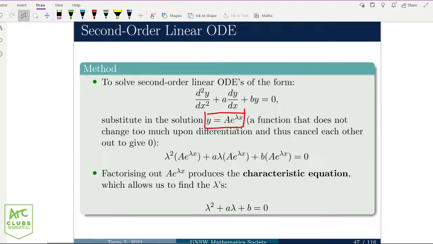And the natural thing to think about would be exponential. Because for example, if y is equal to a e to the power of lambda x, if you differentiate it with respect to x, you just get this. And all of these are just constants. So as you can see, it doesn't really change much upon differentiation, which is ideal to solve our second order linear ODE. So if we substitute this hypothesized general solution into our second order linear ODE, what we're going to get is this particular equation over here.